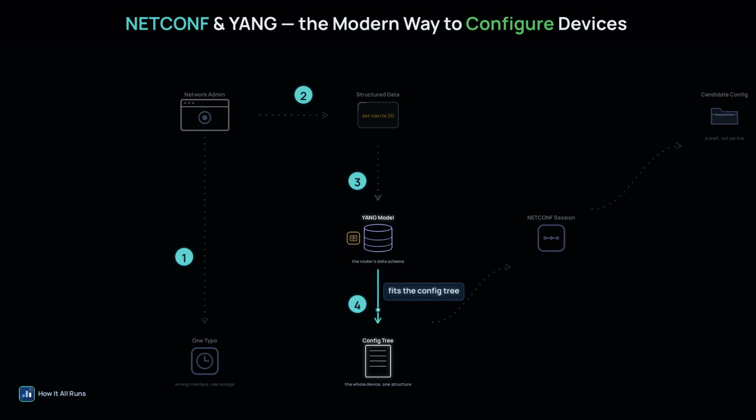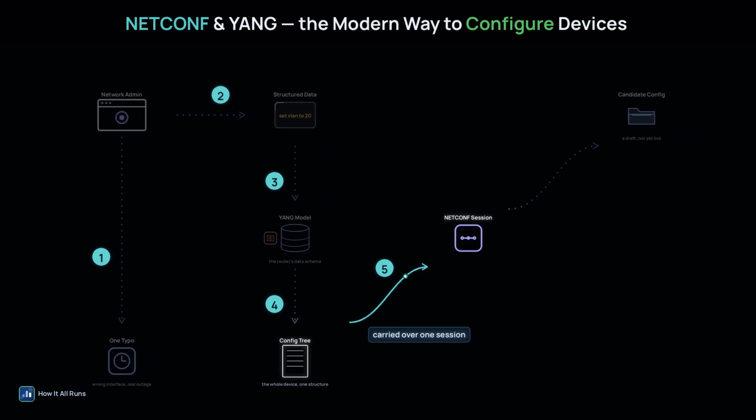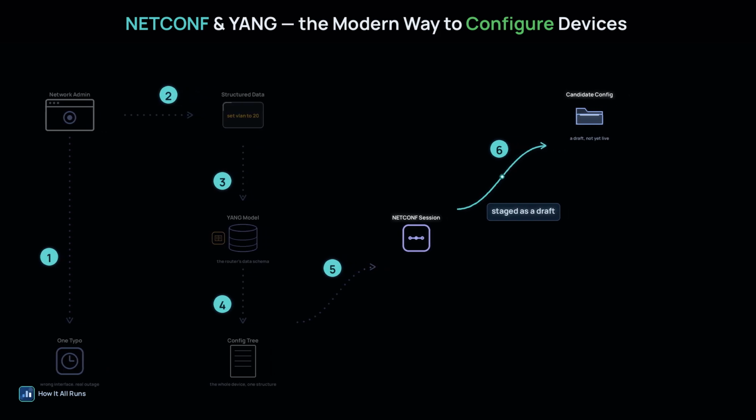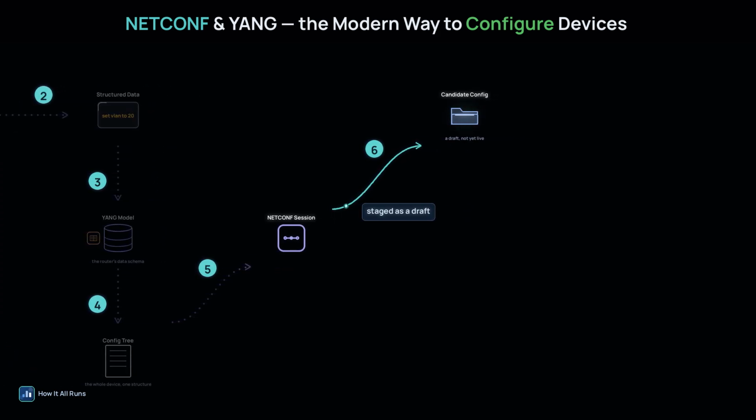Every one of those checks passes, so the change fits cleanly into the device's config tree, the single structured document representing this router's entire configuration. That validated piece of the tree travels to the router over an active NETCONF session, a persistent, structured connection opened specifically for configuration exchange. Rather than applying instantly, the change is staged as a candidate configuration, a draft sitting alongside the real one, fully formed but not yet active.